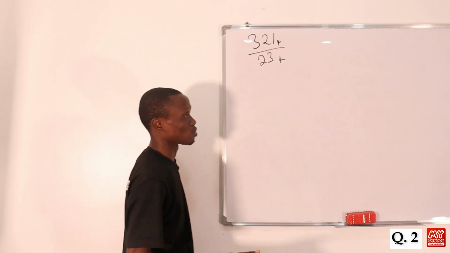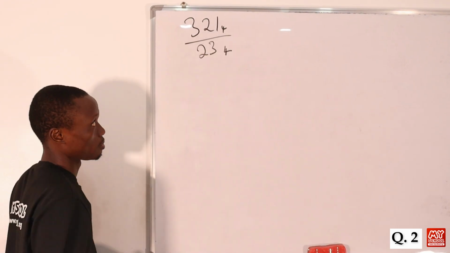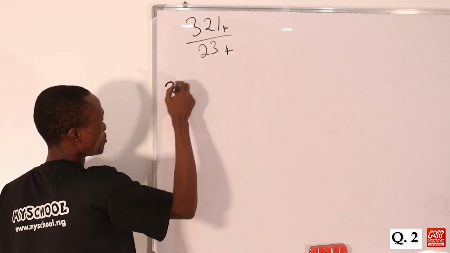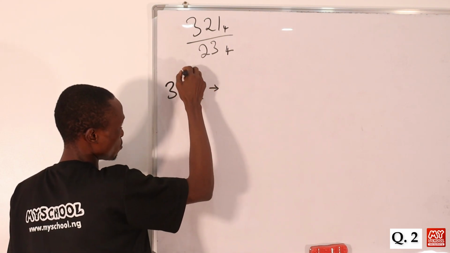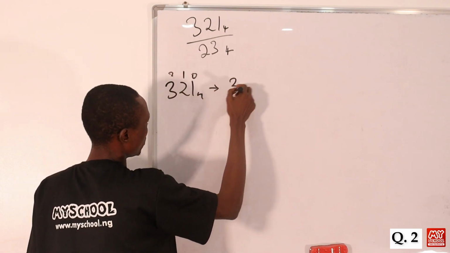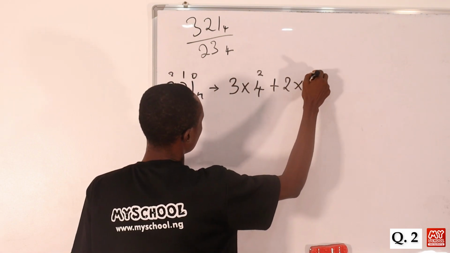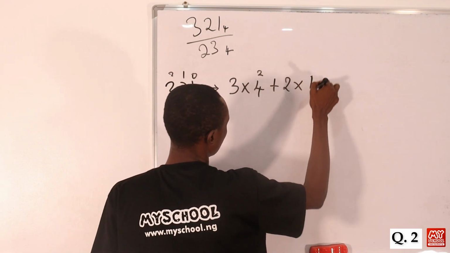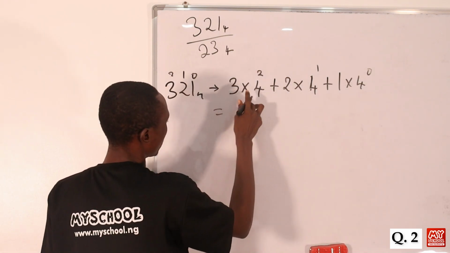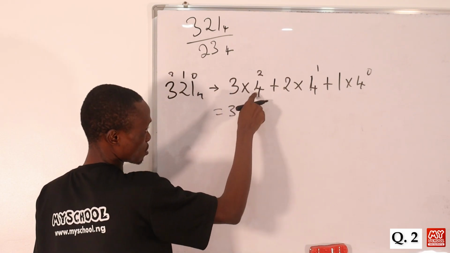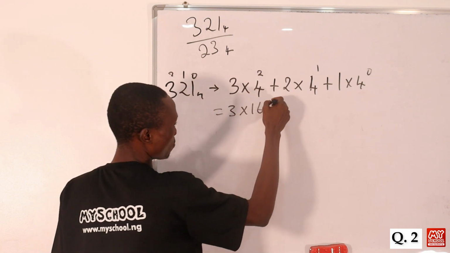To solve this question, we will simply convert each of these values to base 10. First of all, let's convert the 321 in base 4 to base 10. If I have to convert this to base 10, remember here will be 0, 1, and 2. So here we'll be having 3 times 4 raised to power 2, then plus 2 times 4 raised to power 1, then plus 1 times 4 raised to power 0. So here we'll be having 3 times 16, because 4 raised to power 2 is 16.